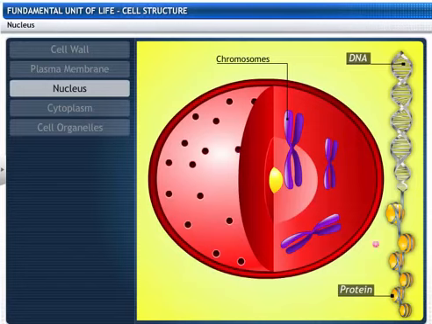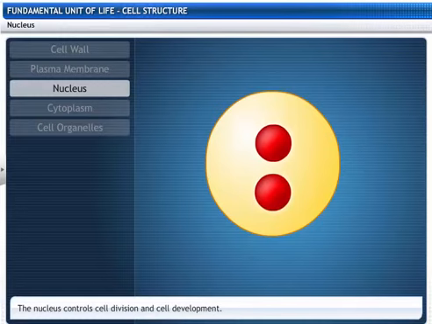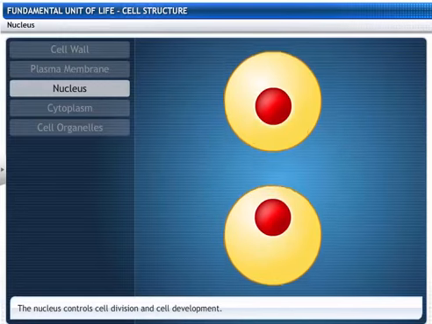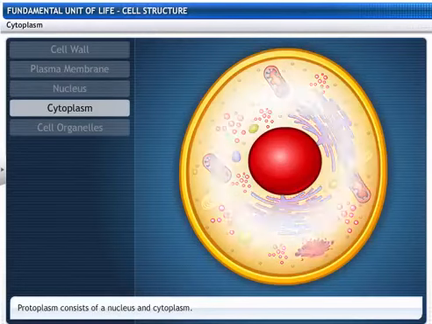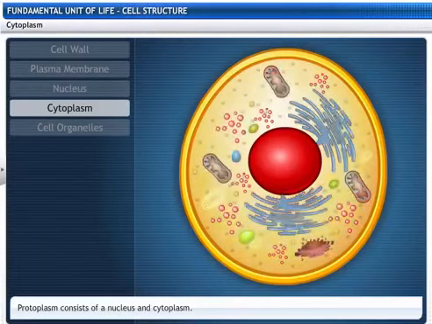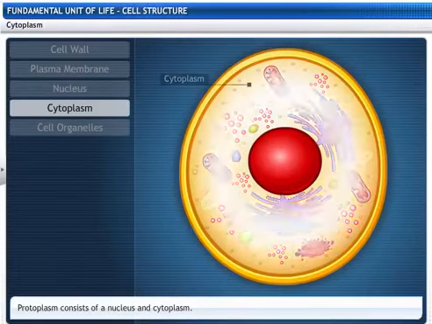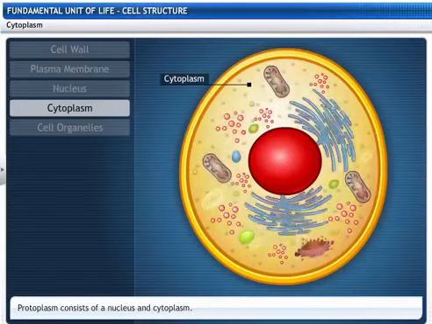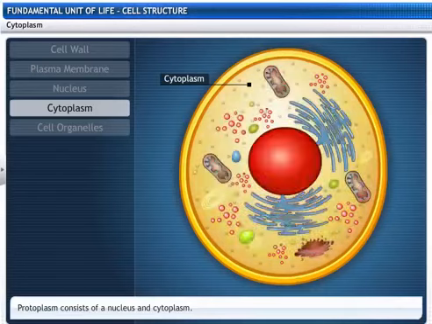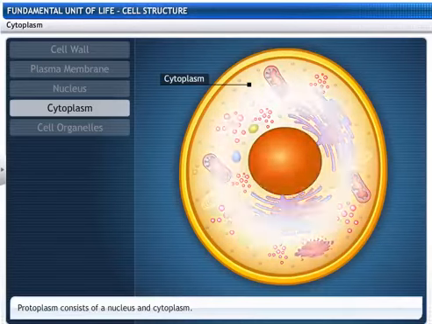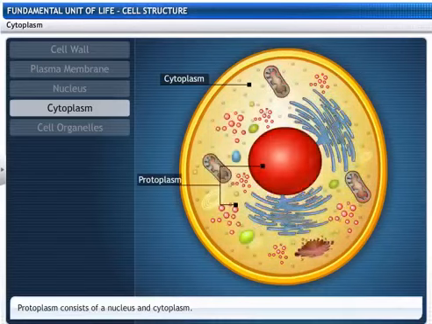Functional segments of DNA are called genes. The nucleus plays a major role in cell division. It also controls cell development. The fluid living content between the plasma membrane and the nucleus is called cytoplasm. The nucleus, along with the cytoplasm, makes up the living content of the cell called protoplasm.